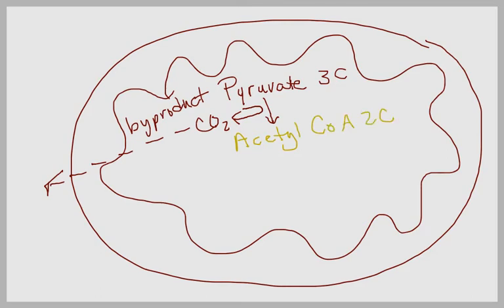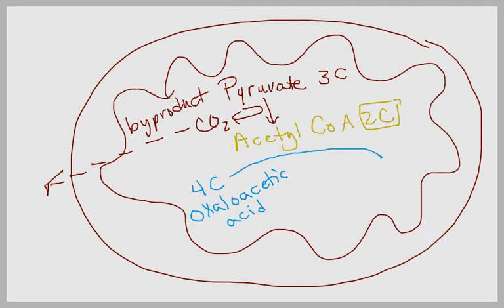Now this 2-carbon compound will be able to join with another 4-carbon compound that's present in the matrix of the mitochondria. And that 4-carbon compound has a name. It's called oxaloacetic acid. And this 4-carbon compound will join with the 2-carbon compound acetyl coenzyme A and become citric acid. Thus, the name of the Krebs cycle is also the citric acid cycle. So now this citric acid is a 6-carbon compound.